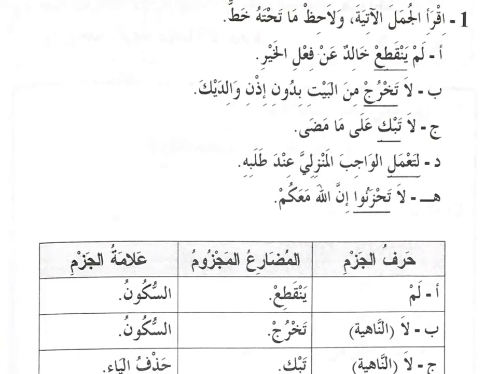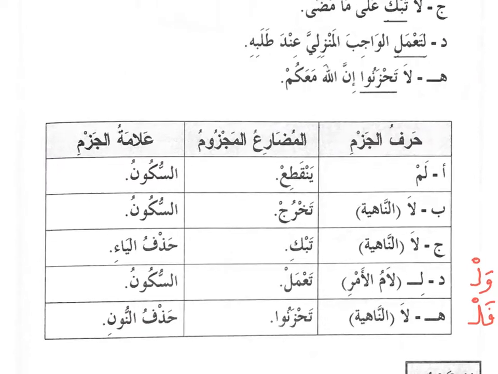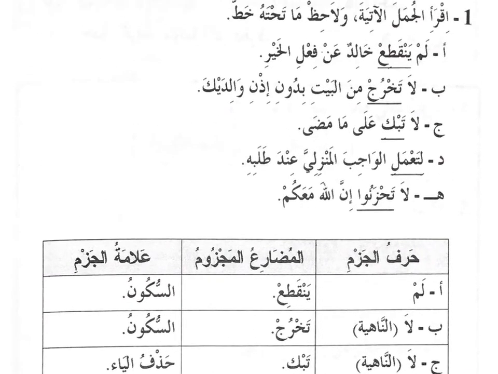In the first part of the video, we'll talk about the huruful jazm: the lam, la nahiya, and also li. Now we are going to look at the i'rab of al-fi'l al-mudari' when we have huruful jazm before it.